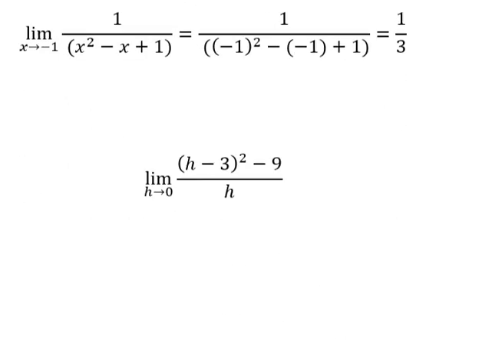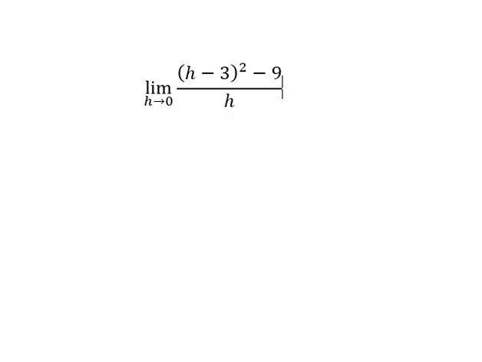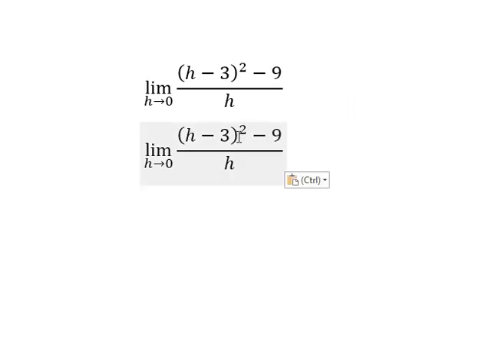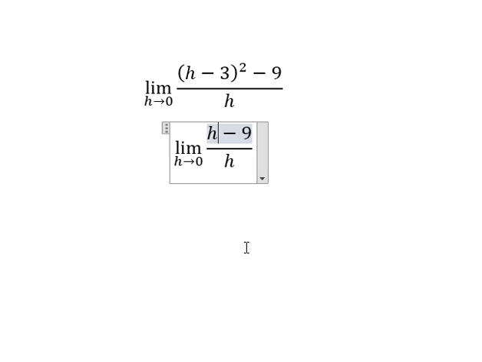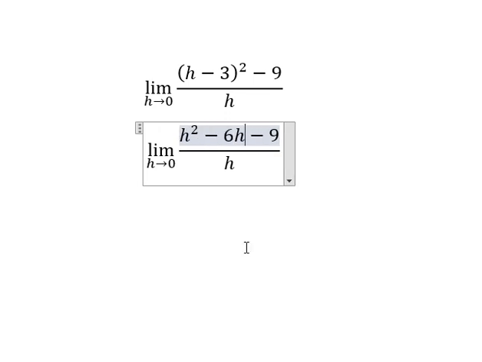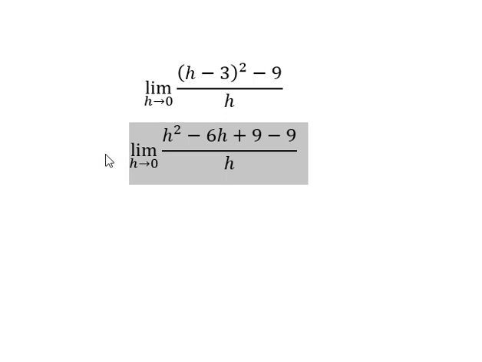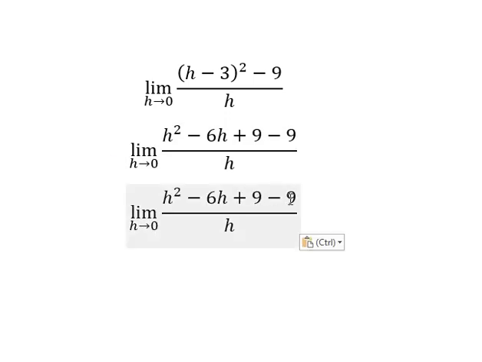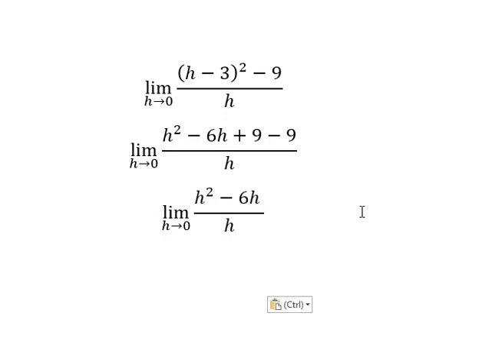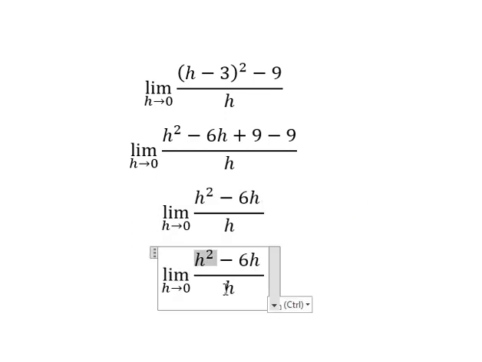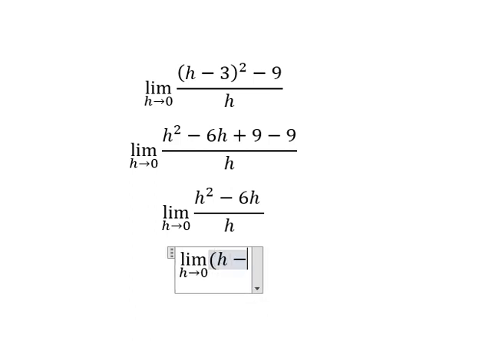Now, let's go to the second one. So, we need to expand this one. So 9 minus 9 we cancel. Now this one divide by this one and this one divide by this one. So we have like this. And we put number 0 going here.